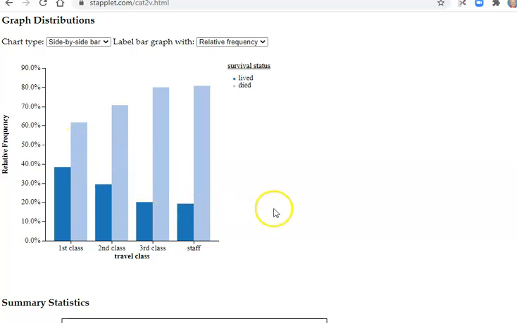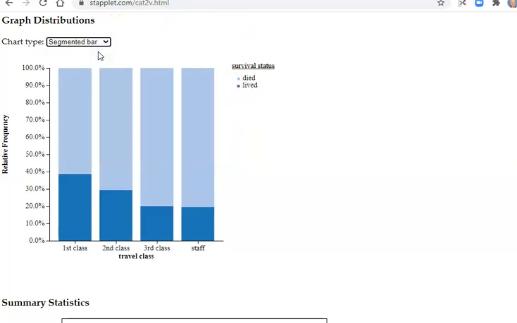So it's really helpful. If we go to the segmented bar graph, you can see that those bars now, instead of being next to each other, are just stacked on top of each other, and the two together always add up to 100%. So you can see that 38.4% lived, 61.6% died. And you can see that in each of the categories. So those are just two different ways to display two-way data in a bar graph.